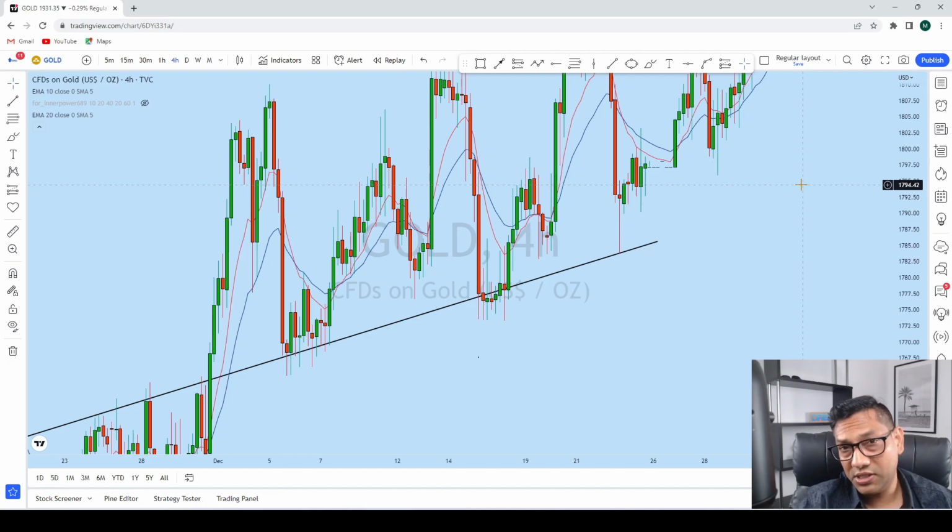Let's look at a couple of examples and then it will be clear to you, and then we'll look at some liquidity examples in the smart money concept.